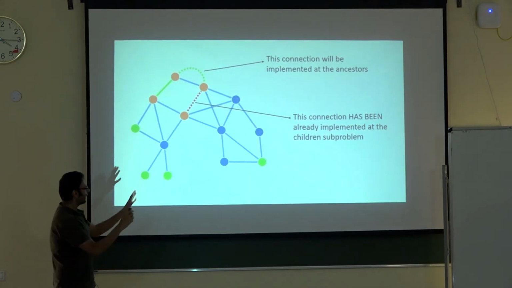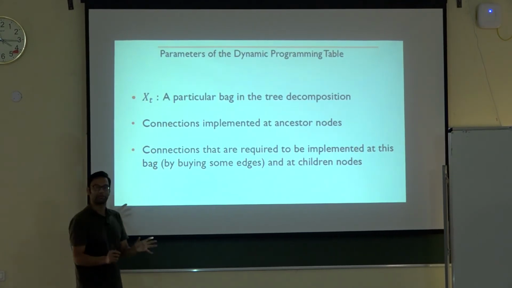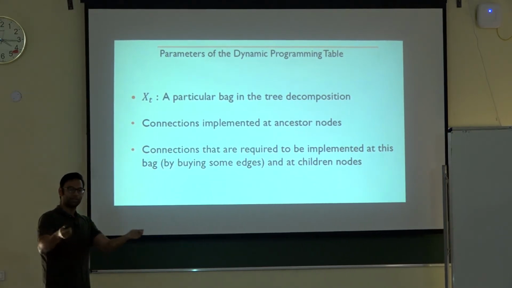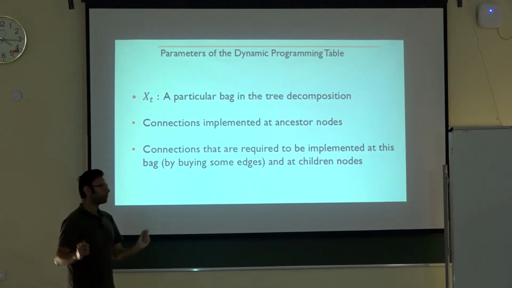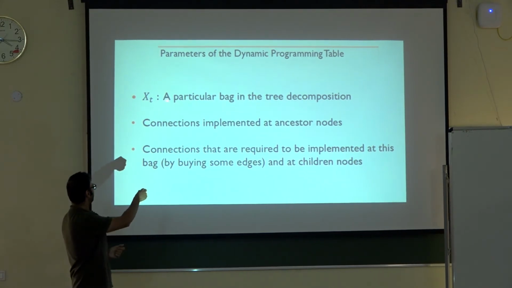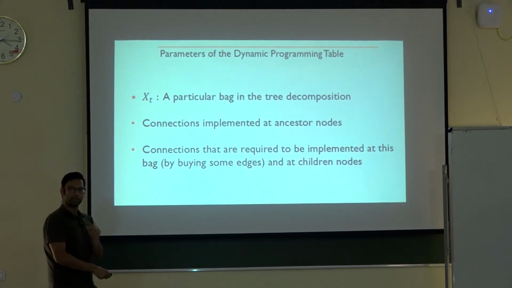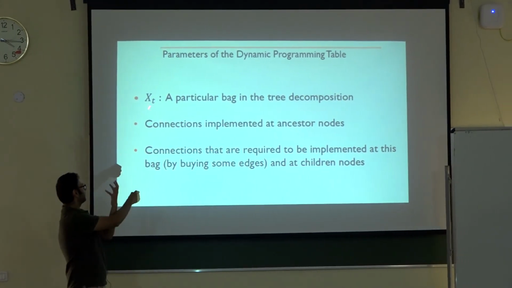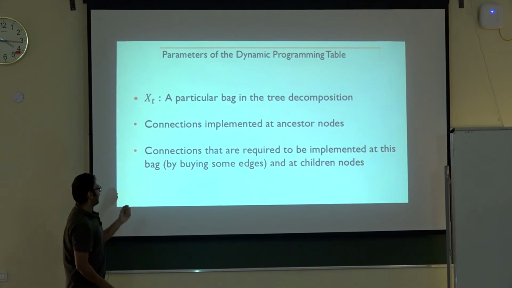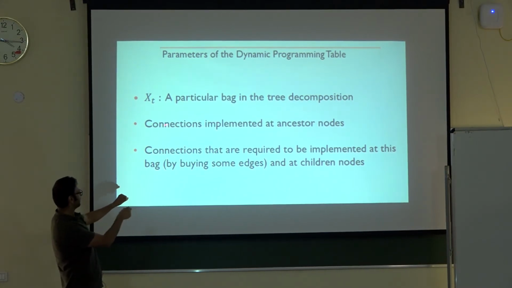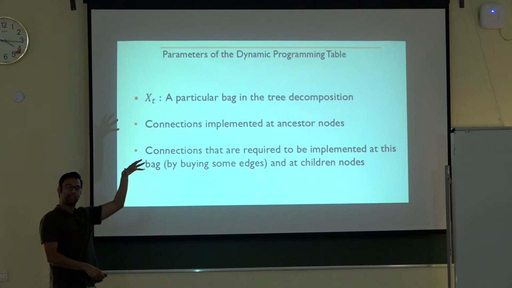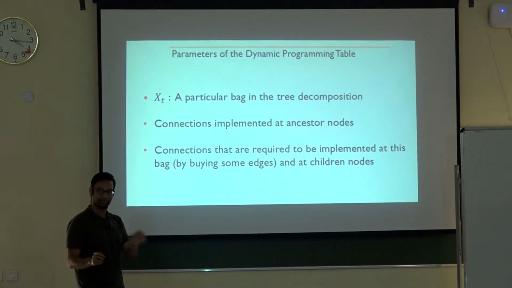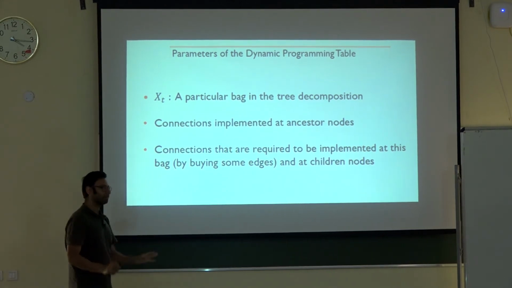Now, let's try to summarize in the form of a DP table. So how does my DP table really look like? Well, remember, every DP table can be described in terms of some cells. So every cell, I claim, will have the following three parameters. The first parameter is which bag am I at? Let's say XT denotes that bag. And then, remember, I have guessed some connections that could be implemented at the ancestor nodes. I will come to how to get rid of this guess business. But just stay with me for a while.